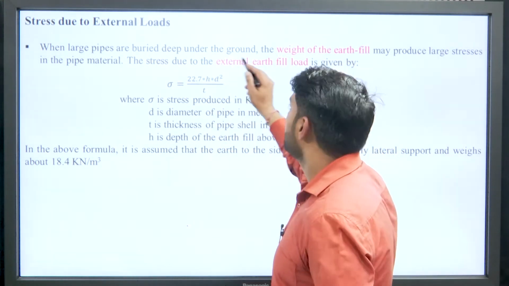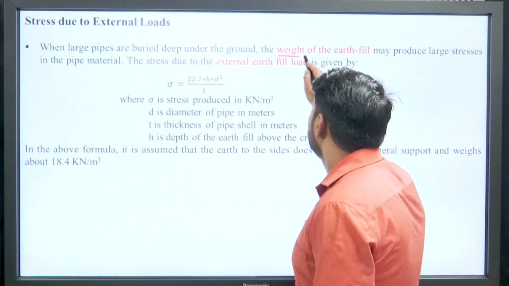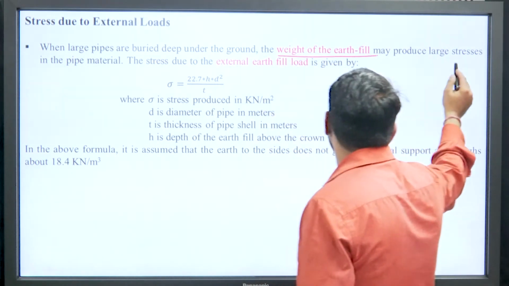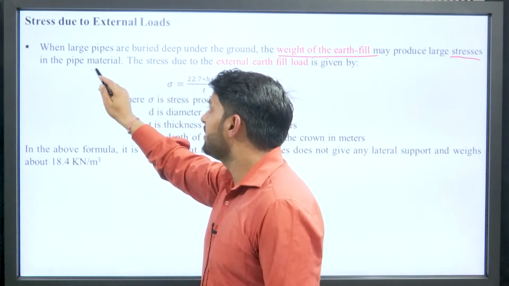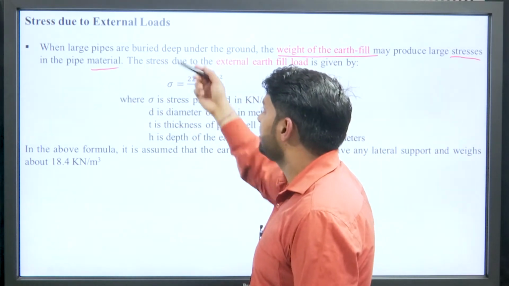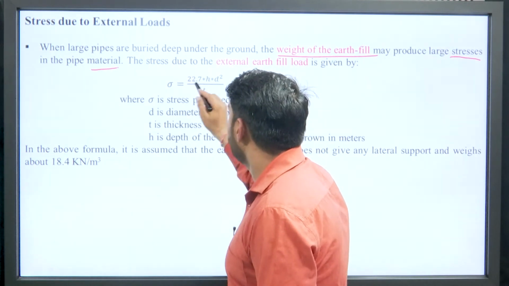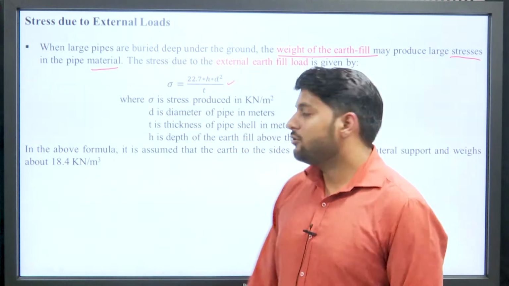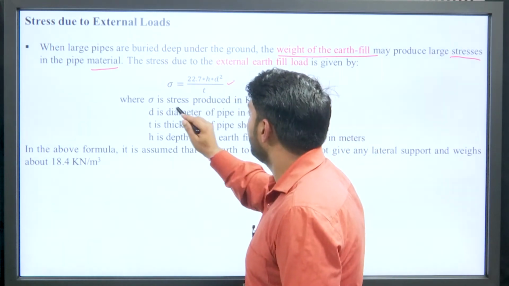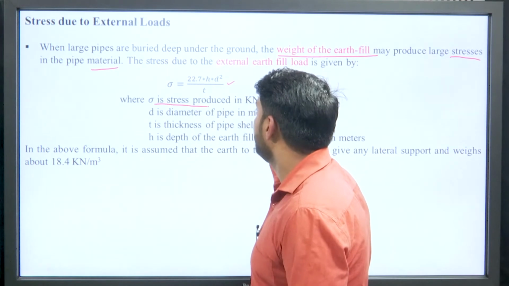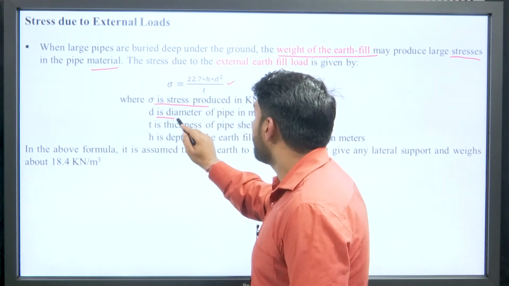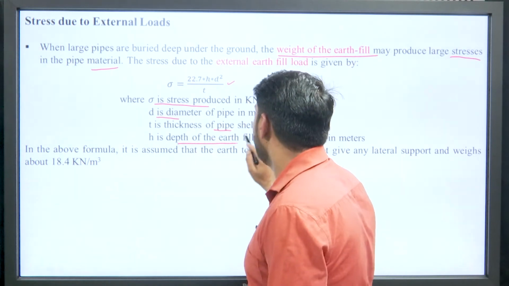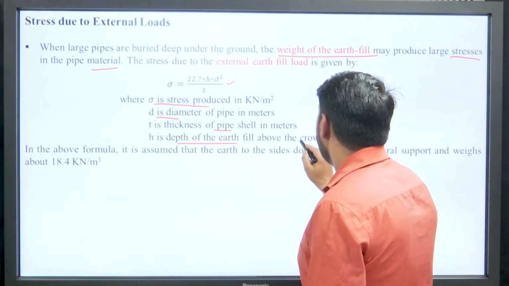These external loads are backfills which produce stress in the pipe material, and this stress can be simply calculated by using the expression sigma equals 22.7 into h into d square by 2t, where sigma is the stress produced in kilonewton per meter square, d is the diameter of the pipe in meters, t is the thickness of the pipe, and h is what? H is the depth of earth which is taken above the crown.